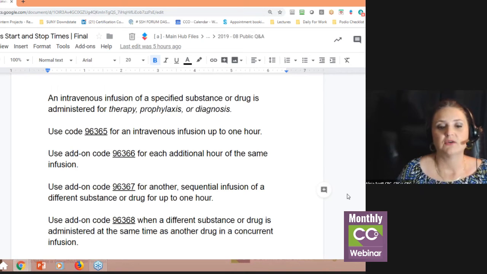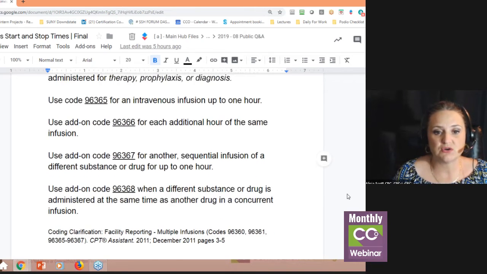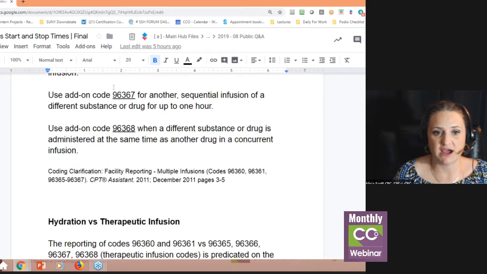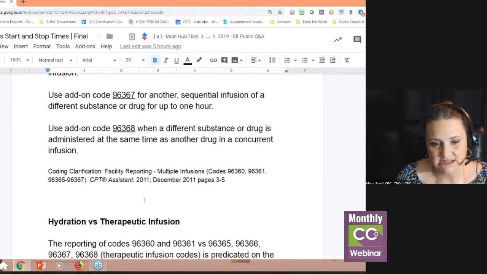because it's the way protocol says it's done. Okay, so now that you know what those codes are, and mind you, this is where I got some of this information, from a coding clarification on facility reporting from the CPT Assistant.